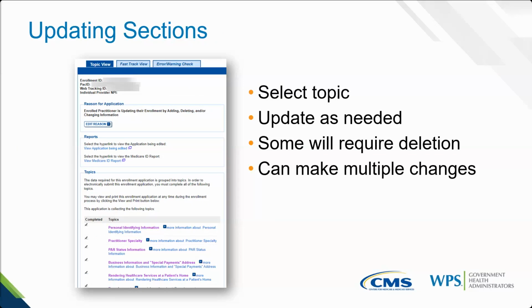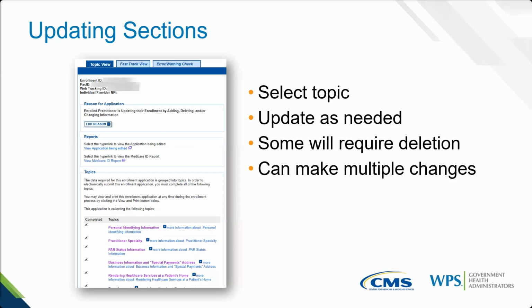There are some changes, and the system will tell you, that will require you to end date and then add in new information. And there's a reason for this. One good example of this is practice locations. Because claims are adjudicating off of that, we want to make sure that that information is still active and valid for claims payment through the date you need.